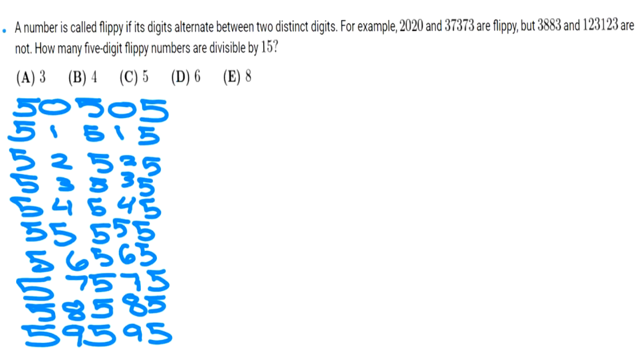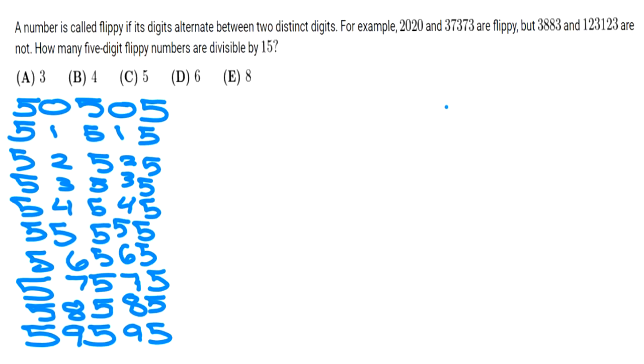Okay, next question. A number is called Flippy if its digits alternate between two distinct digits. For example, 2020 and 37373 are Flippy, but 3883 and 123123 are not. How many 5-digit Flippy numbers are divisible by 15?